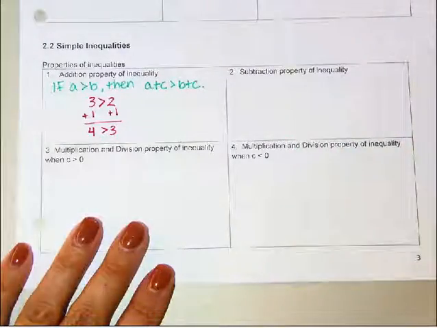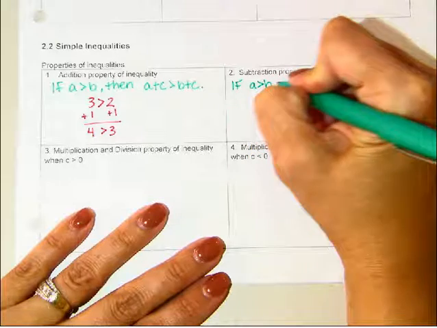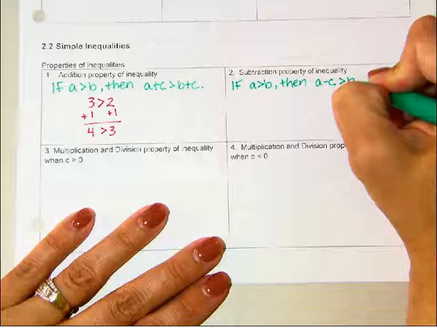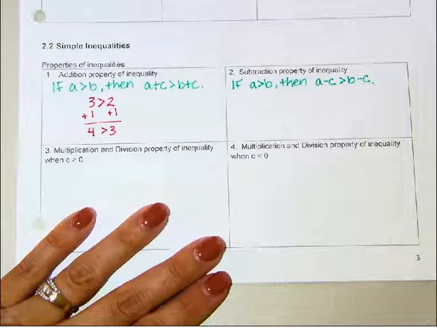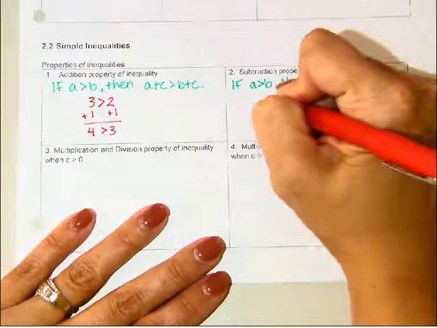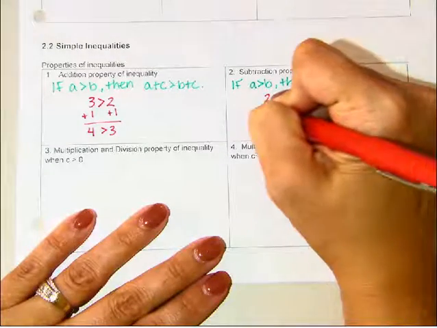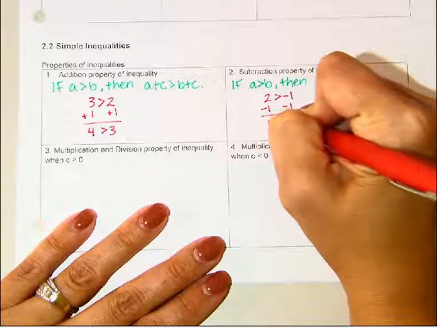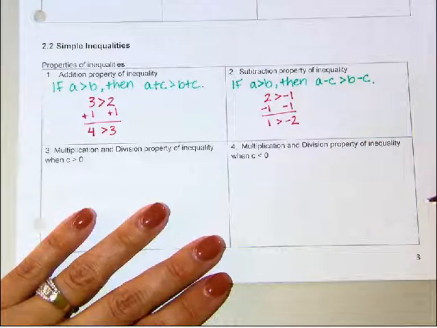So the subtraction property of inequality just states if A is greater than B, then A minus C will be greater than B minus C. I can subtract the same number from both sides, and my inequality will still work. So if I just do an example, if 2 is greater than -1, and I subtract 1 from both sides, I get 1 is greater than -2. That is still true. My symbol did not change, and my statement remained true.